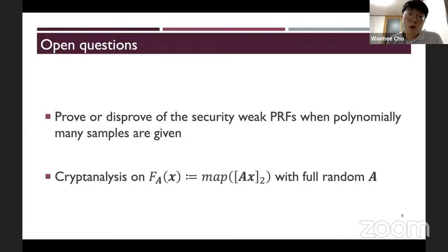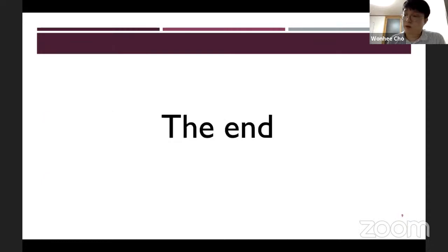Finally, our open question is how to attack the weak PRF candidate when polynomially many samples are given. And also, we use the circulant matrix A to attack the other weak PRF candidates. So it still remains an open problem when the matrix A is fully random. Thank you for listening to my presentation.